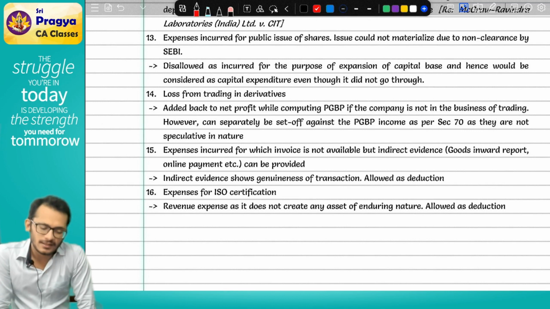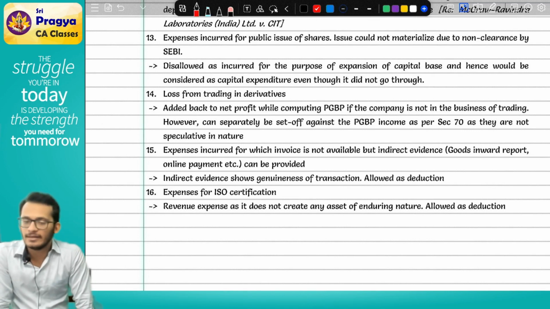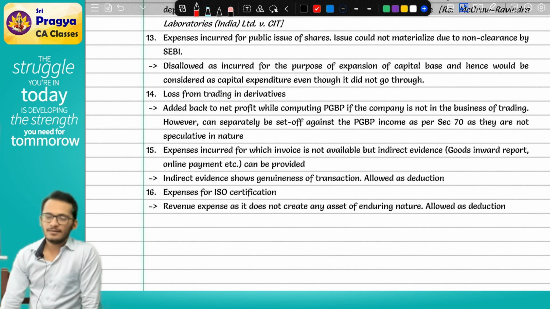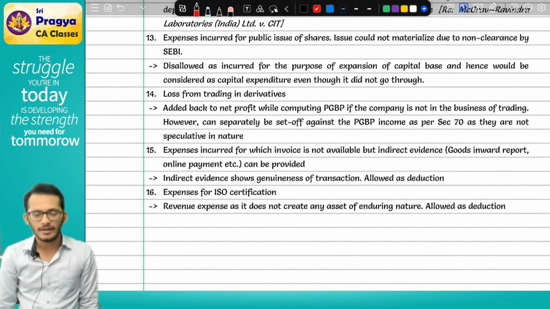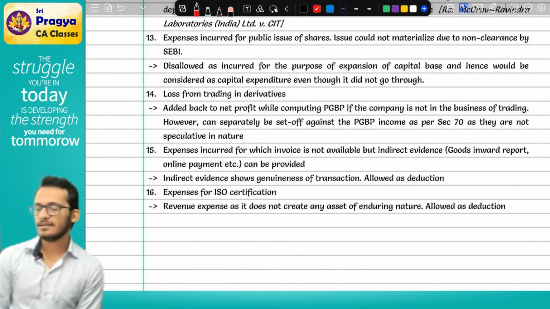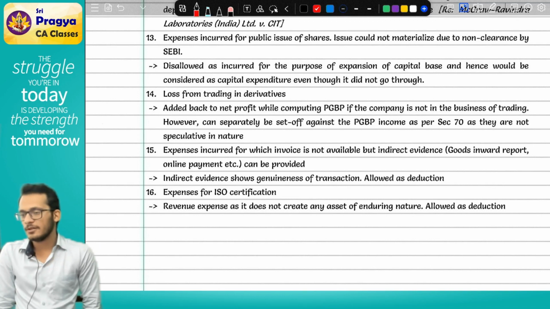Expenses incurred for which the invoice is not available but indirect evidence can be provided. What happened is, in one of the exam papers, there is a person called A. He has done some expenses. The assessing officer asked him for the invoices.